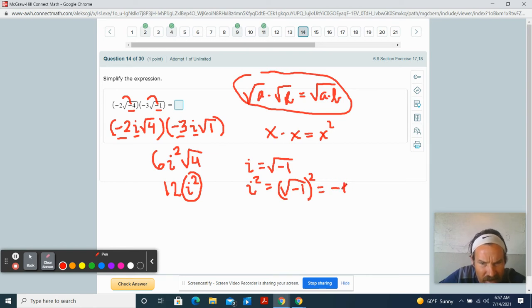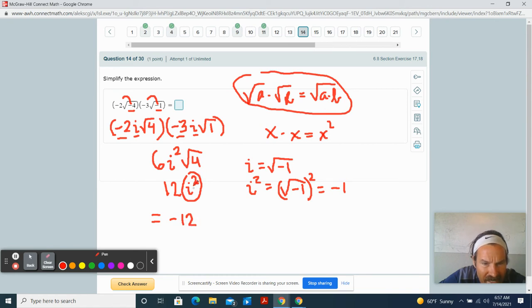That's just weird. I mean, usually if an answer has an x squared in it, that's as far as you can go. But for this problem here, I can actually go one more step. I can change this 12i squared into 12 times -1, which is -12.